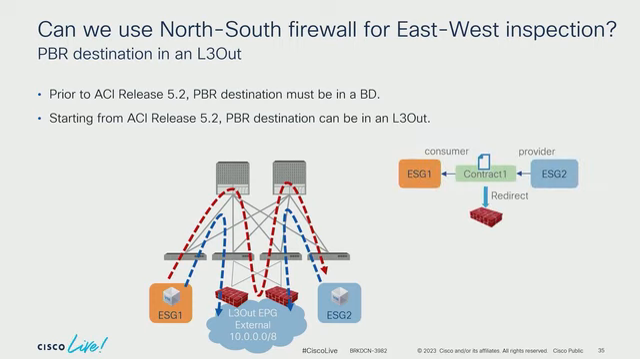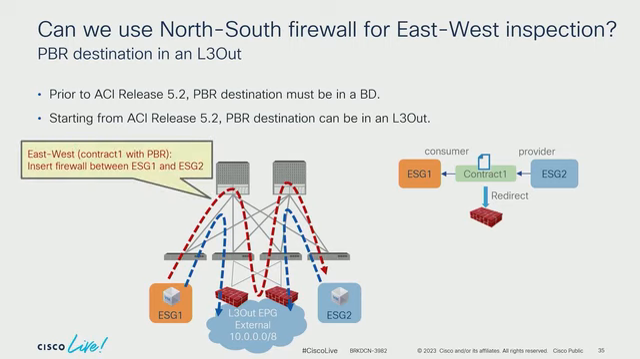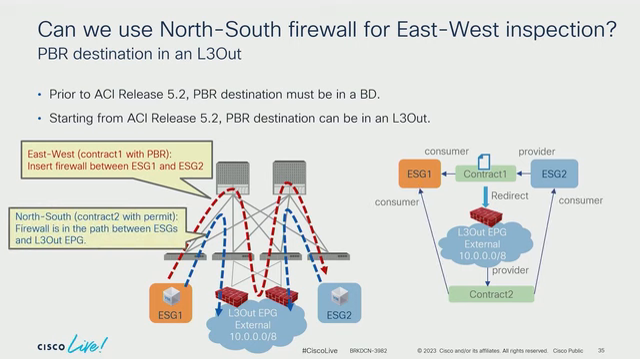Here is the configuration example. You have an east-west contract using a PBR destination in an L3 out. And then for north-south, you can just create a permit contract, without redirect, between the external EPG and internal EPG, so that the firewall is inserted based on routing. At the same time, you're going to use this PBR destination for the east-west contract.